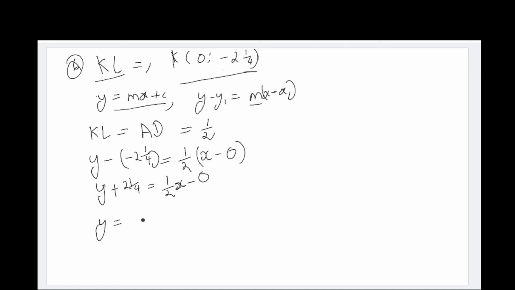For the whole answer? Yeah, the whole answer, the final answer, directly the equation. 1/2x minus 9/4, right? Okay.